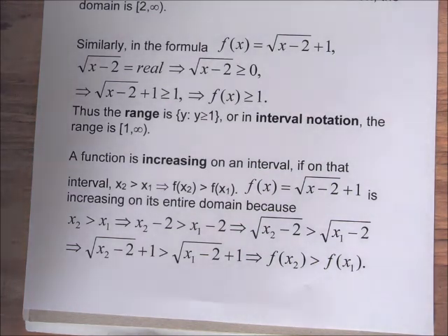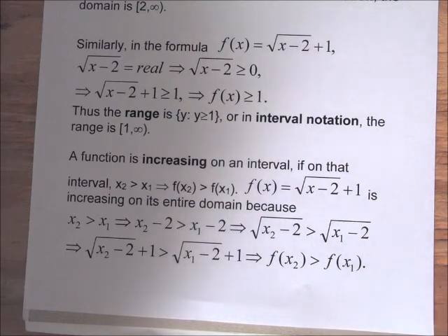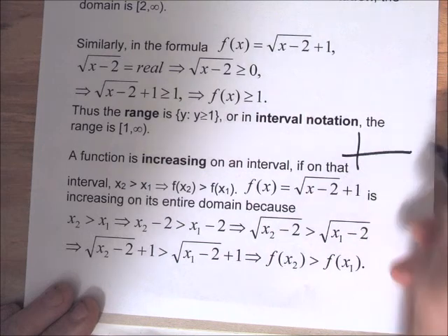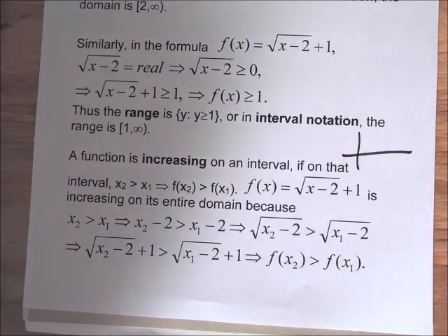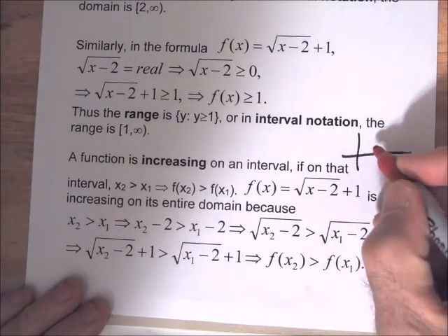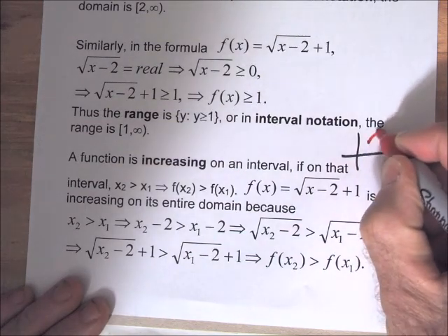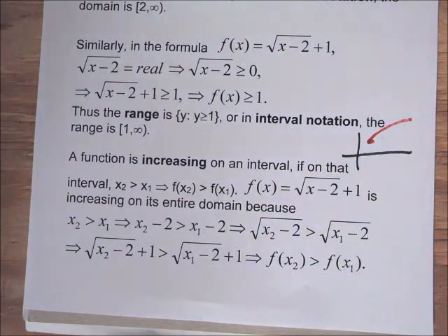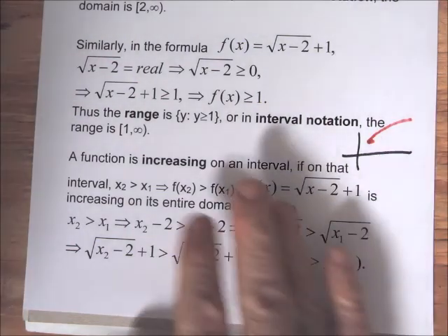So that means that f of x2 has to be bigger than f of x1. If you graph it, you can tell from the graph too. The graph is a semi-parabola, so the graph looks something like this. It's a piece of a parabola, a semi-parabola. Okay, so you can use the graph to determine intervals of increase.